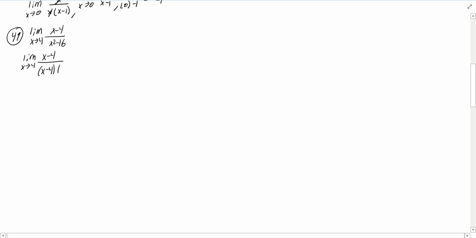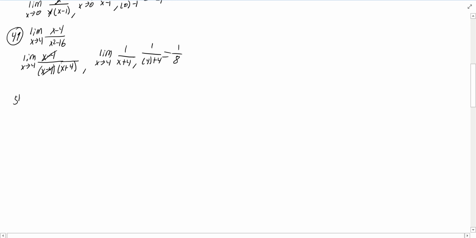But x squared minus 16, we can factor a bit. So this becomes x minus 4 times x plus 4, which is great because now we have common terms, the x minus 4 in the numerator, the x minus 4 in the denominator. Once again, we just simply have to cancel those. Those are gone, and we're left with the limit as x goes to 4 of 1 over x plus 4. And then we can now do direct substitution. So we get 1 over 4 plus 4, which is 1 over 8. So there we go. So that's problem number 49 complete.